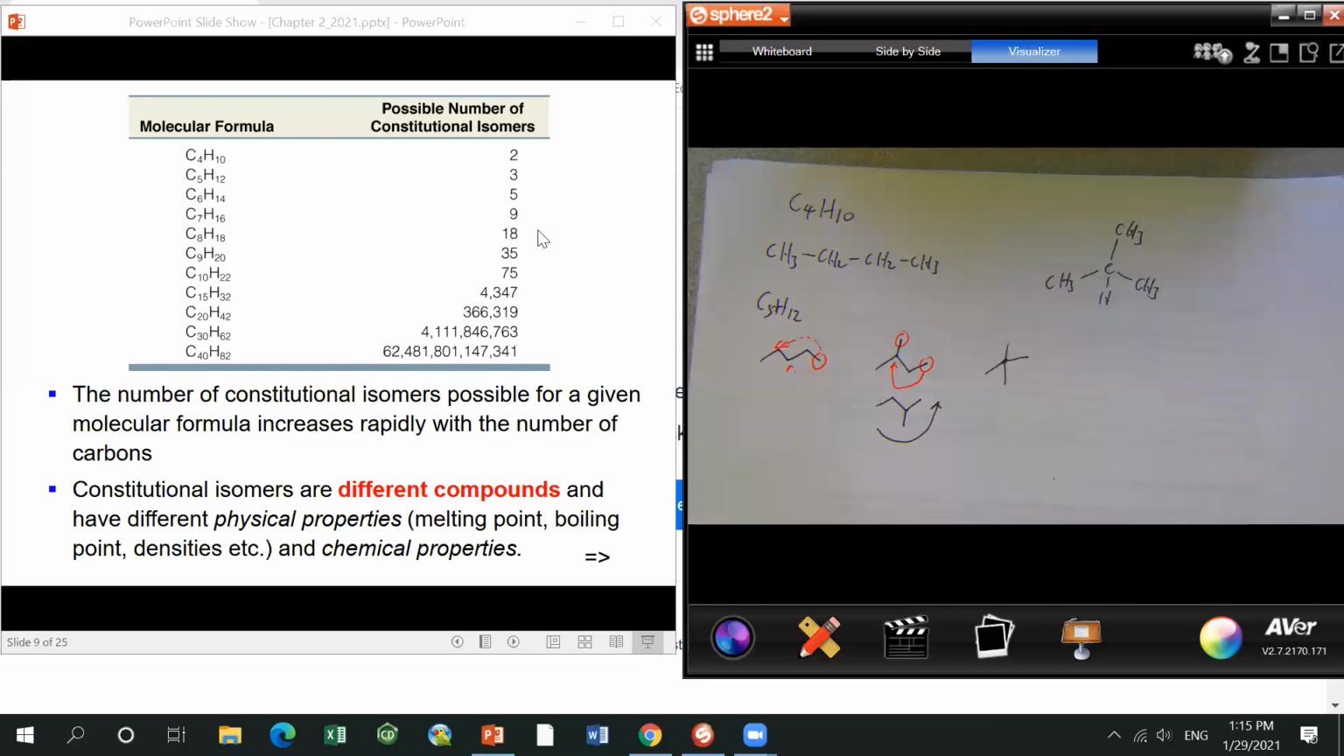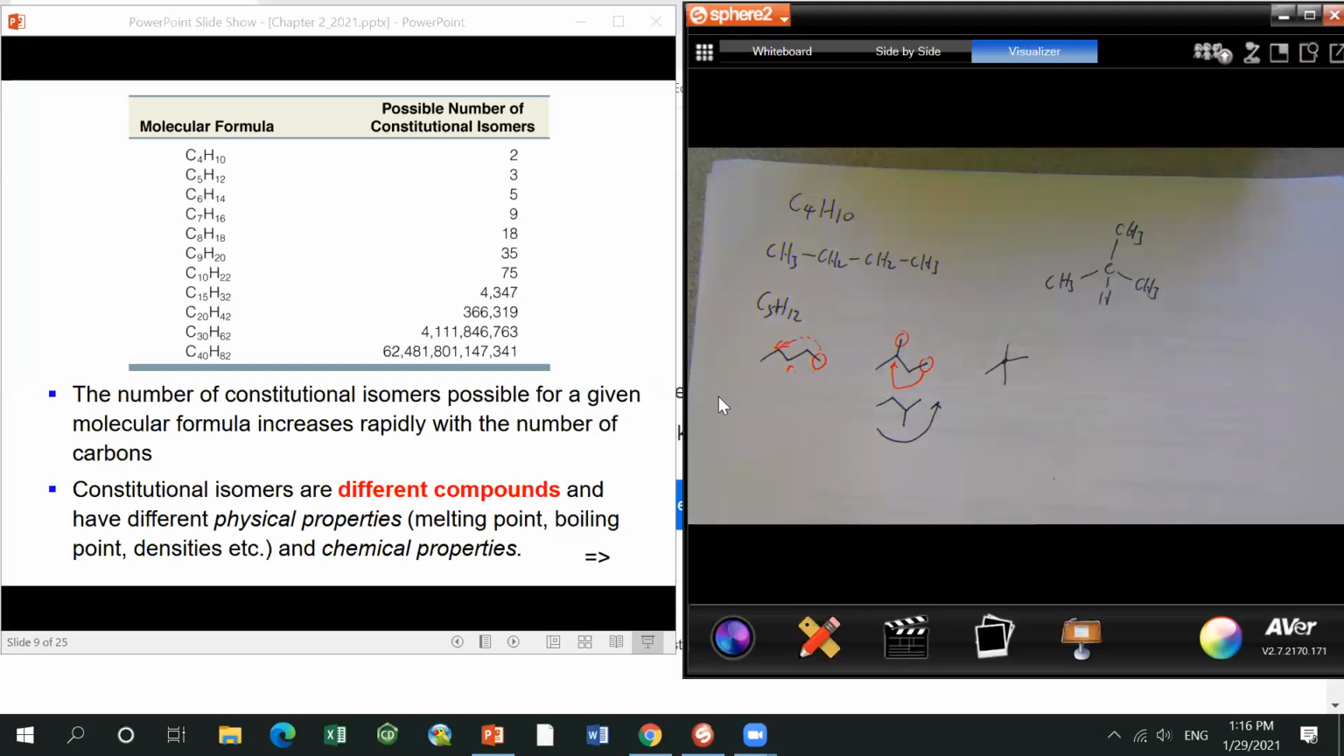Just keep in mind that constitutional isomers are different compounds. They have different physical properties, such as different melting points and boiling points, which we'll talk about later, and different chemical properties. In organic chemistry, we will learn that two constitutional isomers can even have different reactions. That's something to keep in mind. To make things more complicated, sometimes you can have a heteroatom in the molecule, and that can give you more constitutional isomers.